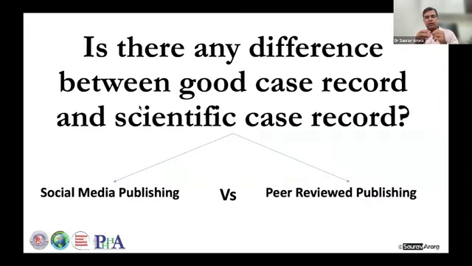Now, sometimes presenting a case on social media, we consider it as publishing. It is not publishing. Discussing our cases on social media, on Instagram or Facebook, no. A scientific case record must be published in a peer-reviewed journal.